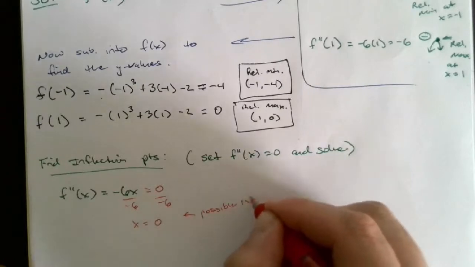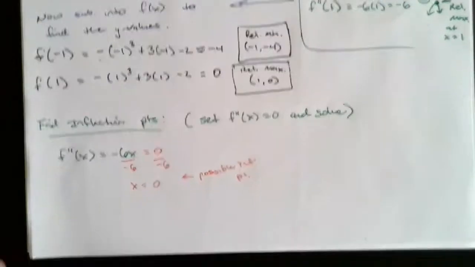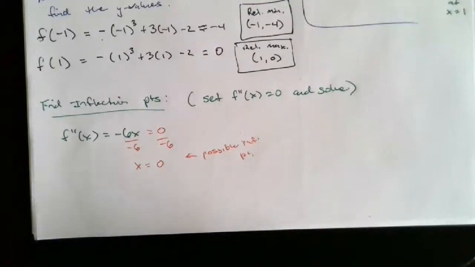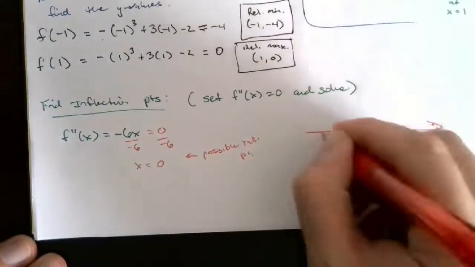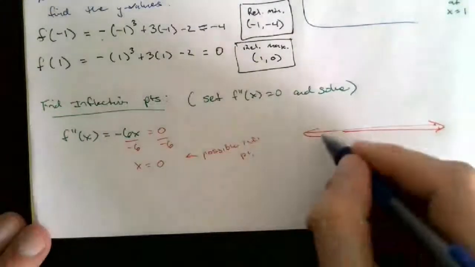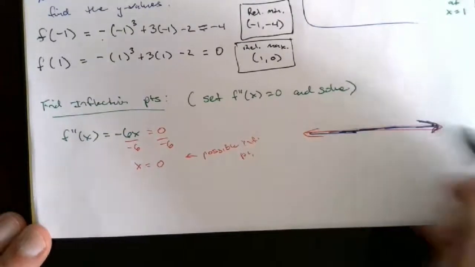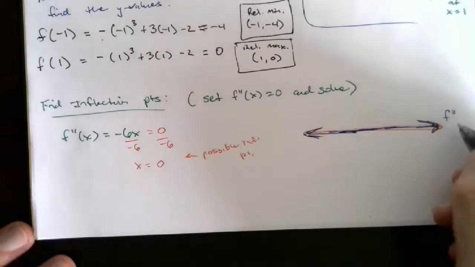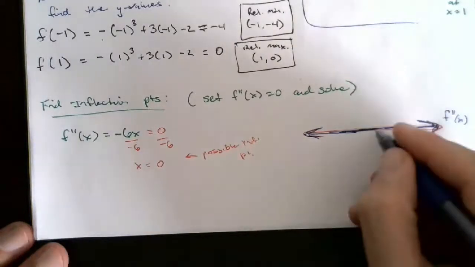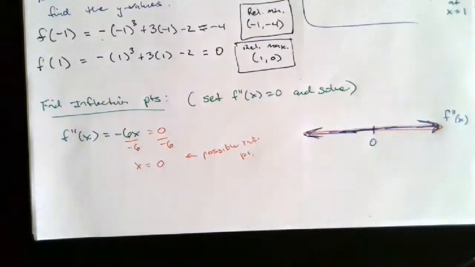You have to check it. Right? So it doesn't automatically become an inflection point. The way we test this is we make a number line for our f double prime of x, and you're going to just put the possible inflection point on there. You put 0, and you're going to test what happens on each side of it.